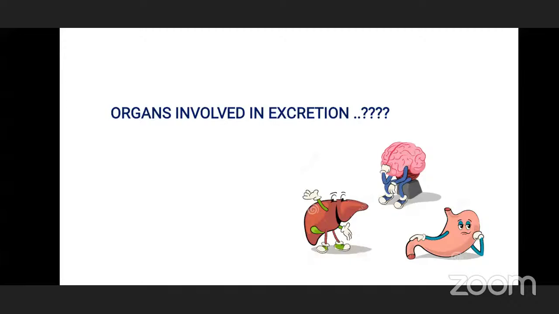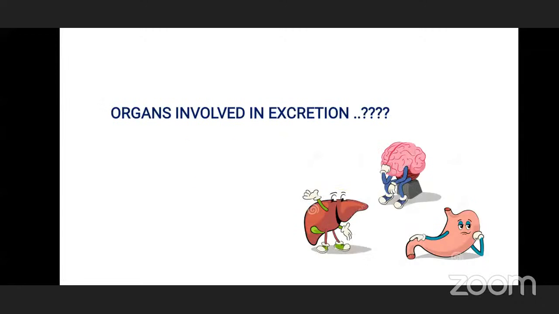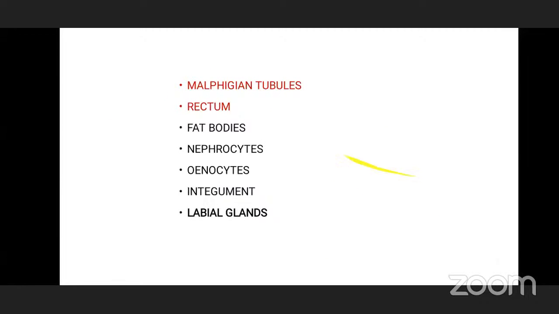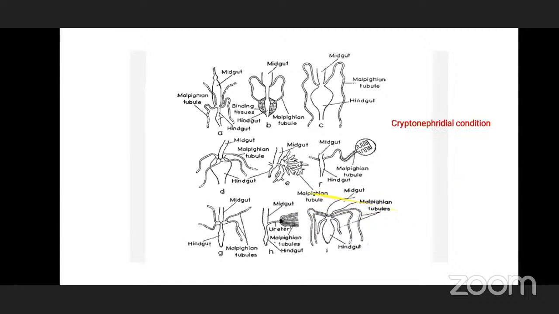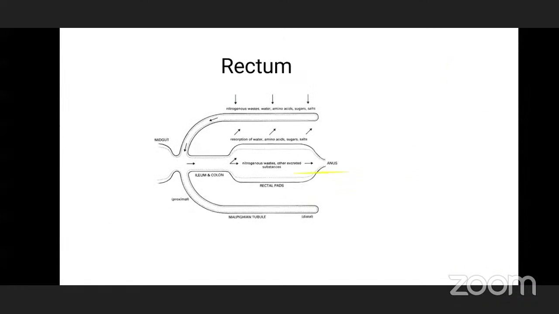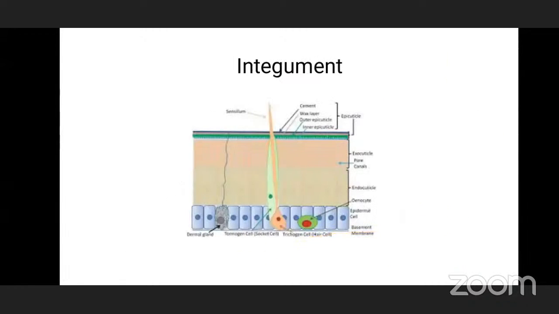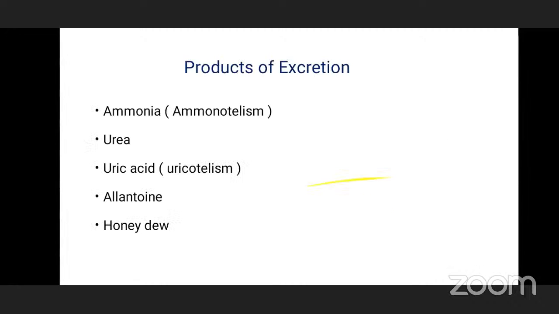Anyone else? Okay, so we have studied what is excretion, how excretion is useful, and what are the organs that are involved in excretion. Then briefly we studied about malpighian tubules. That is the variation in number and size of this malpighian tubule, then structure of this malpighian tubules, what this cryptonephridial condition is. Then we have studied the primary and secondary function of these malpighian tubules, and we also have studied about other organs that are involved in the excretion. Then we have studied the physiology of excretion, and lastly we have studied the products of excretion. So these are the important things you need to know in this excretory system.